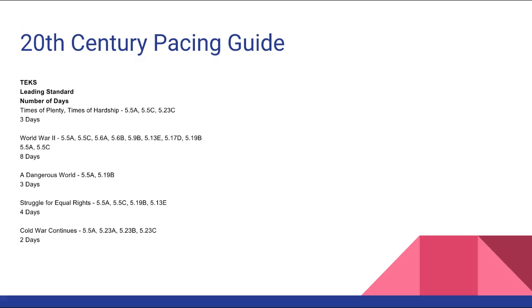So here are our bundles for the 20th century. Sorry, this is your unit, the 20th century, but we have them bundled together. So you're going to have 3 days talking about World War I and the Great Depression, 8 days on World War II, 3 days on a dangerous world after that, which has to do with some different conflicts, 4 days in the struggle for equal rights, which is going to be a women's right to vote as well as the Civil Rights Movement, and then 2 days on the Cold War.